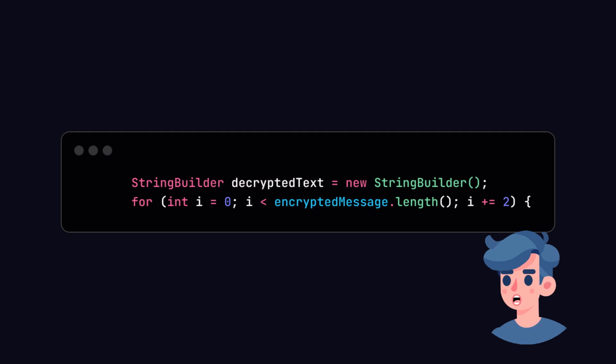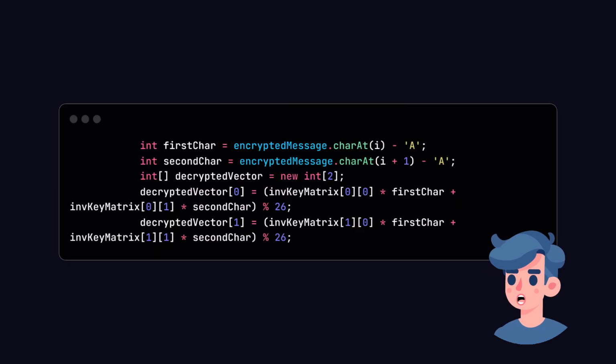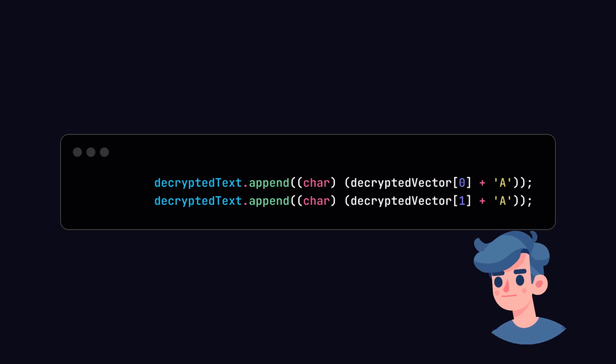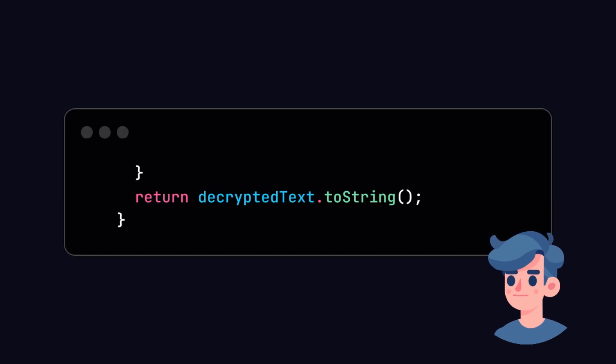Next, we will recreate our loop for processing the characters from the encrypted message in pairs. The logic here is similar to what we did with the encryption. In this loop, we create a vector from the encrypted characters and multiply it by the inverse key matrix. This will yield our original characters. Converting the decrypted numerical values back into letters is the last step in this process. Here's how we can do that. To complete our decryption method, we will return the final decrypted string after the loop.